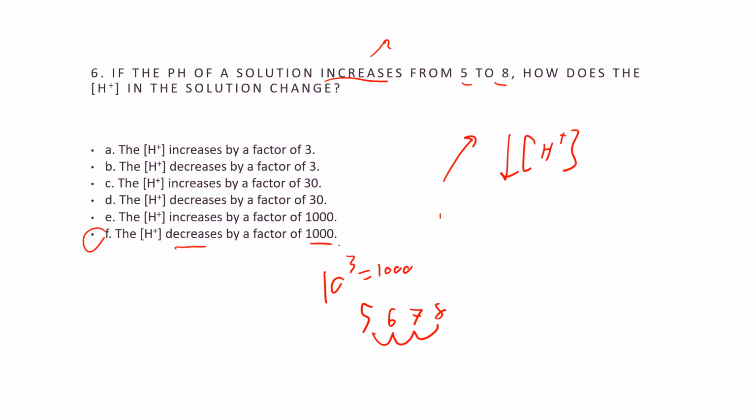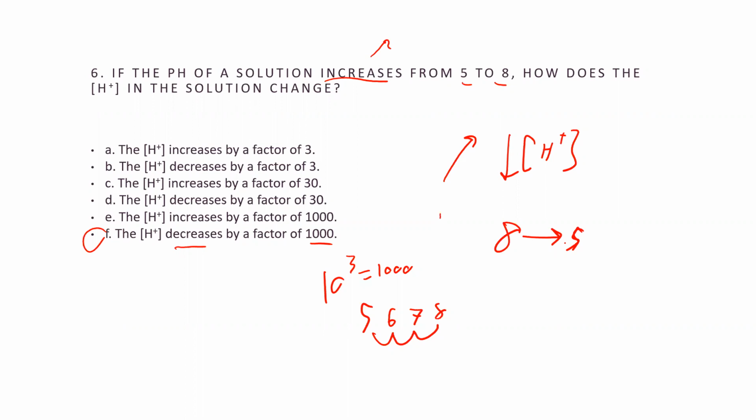Yes. Just to make sure I have it right, if it went the other way, from pH 8 down to 5, it would be the reverse? Yes, exactly. If we went from pH 8 down to 5, we're increasing our proton concentration, and that causes it to increase by a factor of 1,000. Okay.